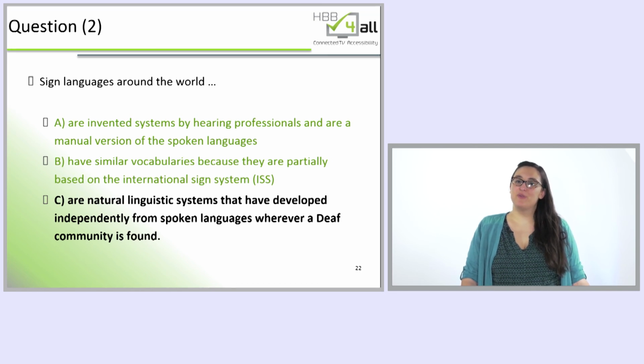Sign languages around the world are natural linguistic systems. They have developed independently from the spoken languages, they have different grammars, and they arise wherever a deaf community is found.